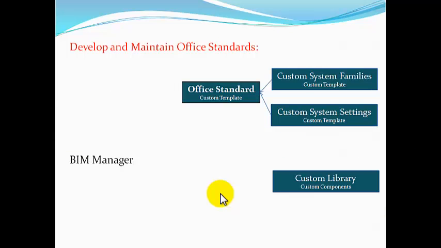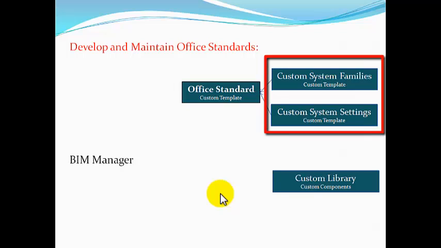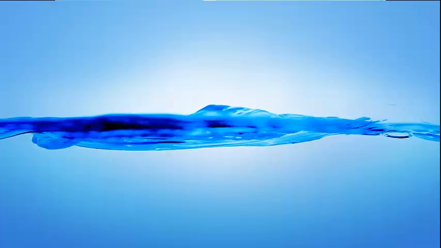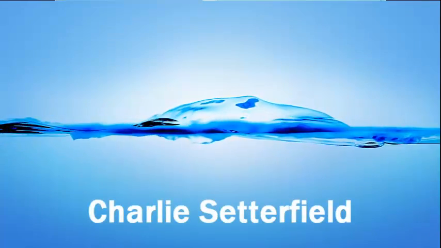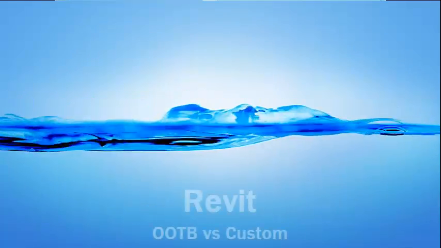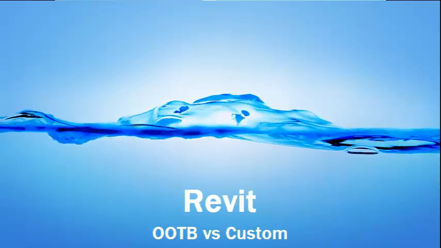I also need to develop and maintain standards for the system families and the system settings. Those items don't reside in the library. Those are in my custom template. And so that's going to be something that I'm going to have to be careful with. Is there a way to get them if I lose them? Yes. I can do a transfer standards if I need to. But let's see if we can't create a custom template that works instead. So that's the point of this series of videos, is to walk you through the process of getting familiar with system families, system settings, and how to manage Revit as we roll it out in a firm.